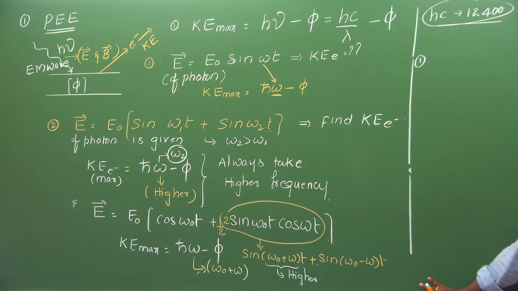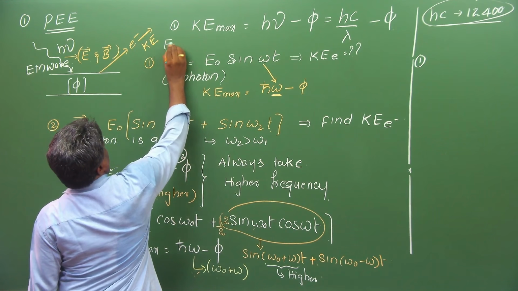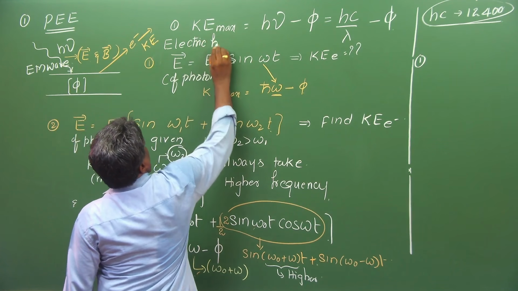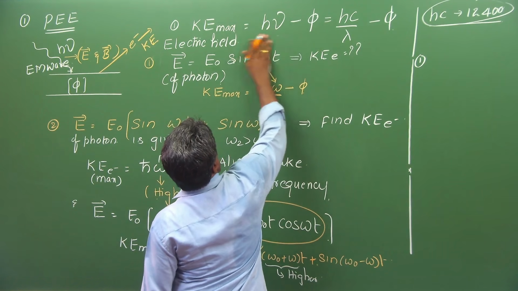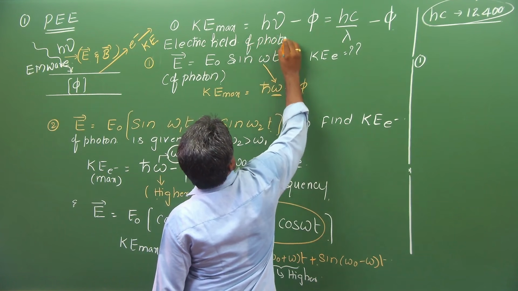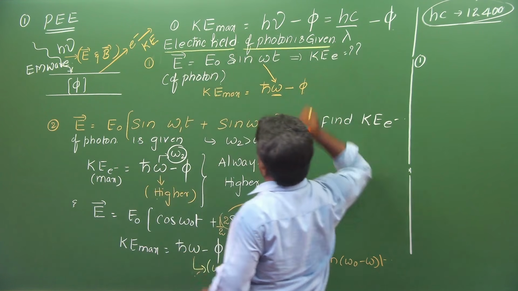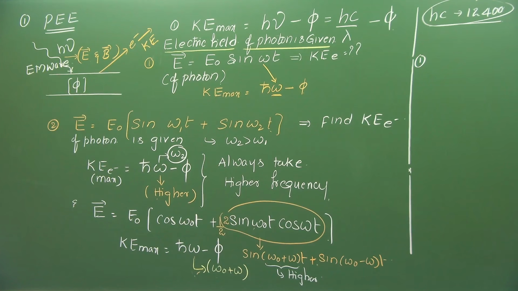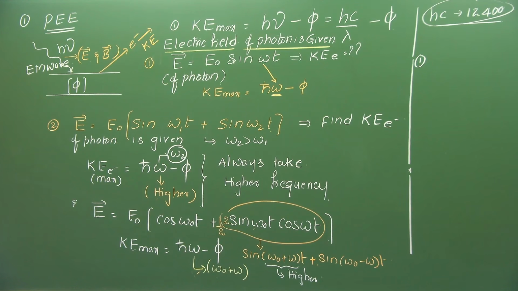Whenever they are asking a question on the photoelectric effect, this is the first model: the electric field is given, just like this, the electric field of the photon. Whenever the electric field of the photon is given, if you want to find the kinetic energy of the electron, we always have to choose the higher frequency of that electromagnetic wave. Don't forget this. Yes? Any doubt?